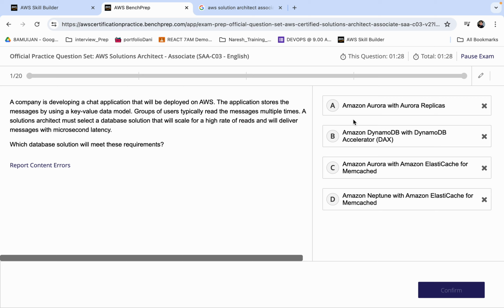So if we see the options, the first option is Aurora. Obviously Aurora will not support it, and Aurora replicas will also not. Neptune is for graph representation, or a graph database, so even this will not go with the question. The only option which I can see here is Amazon DynamoDB with DynamoDB Accelerator. It will help with this requirement. So let's mark and see.